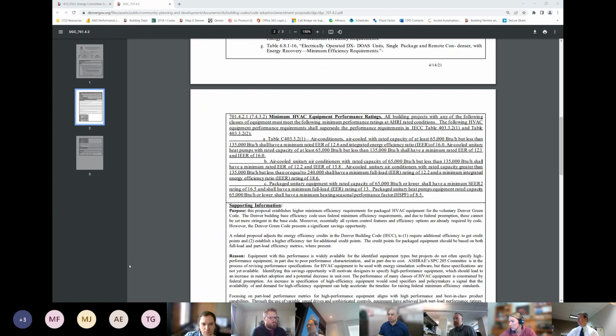Based on what you're saying, you're not intending to include PTACs and VTACs in that. Would you specifically exclude those? Because I know that's a separate category in separate tables in the IECC, but they are still packaged unitary equipment. Are you intending to include those in here, or not?